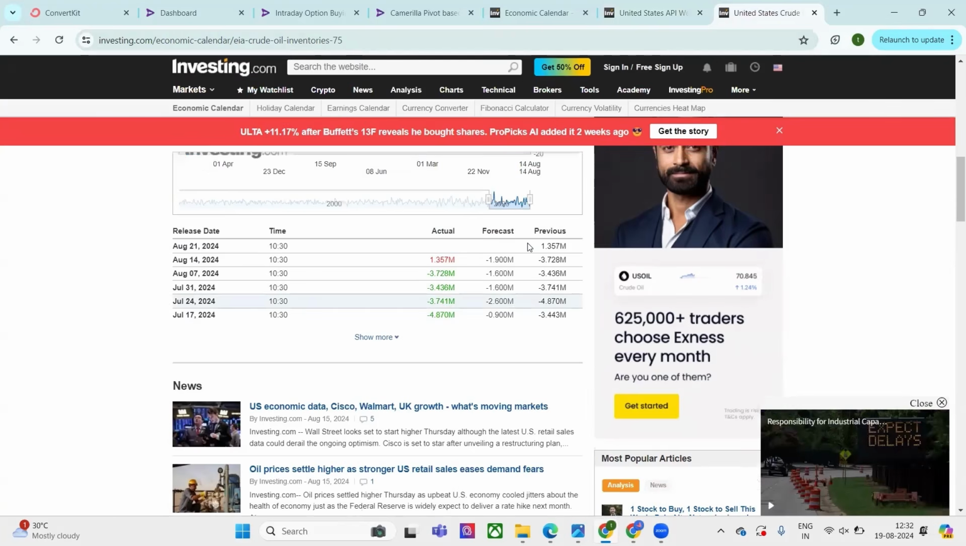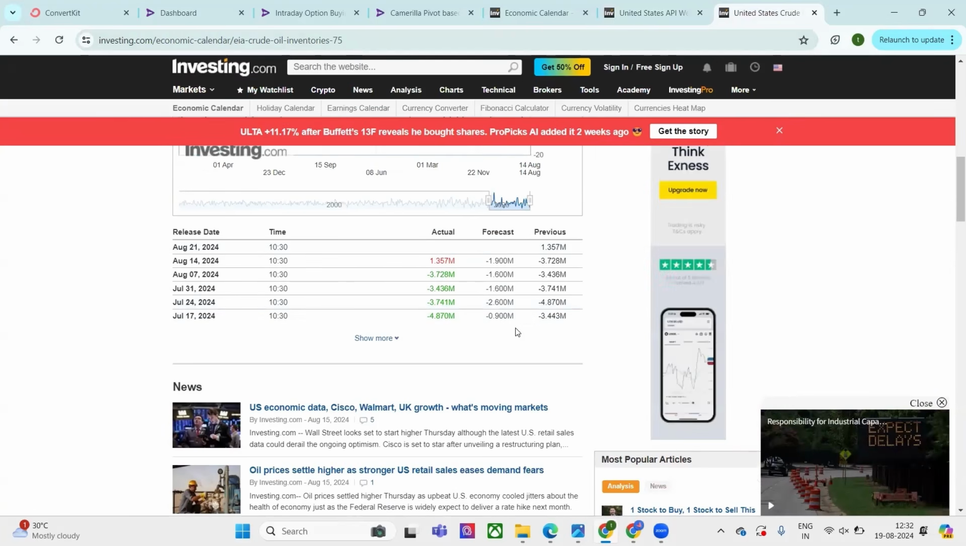Now I'll show you EIA data also. Here you can see EIA. This 4.87 will go here as the previous. Then you can see the forecast is 2.6. What is actual? Minus 3.7. So still it is less. Correct? Less means demand is more.